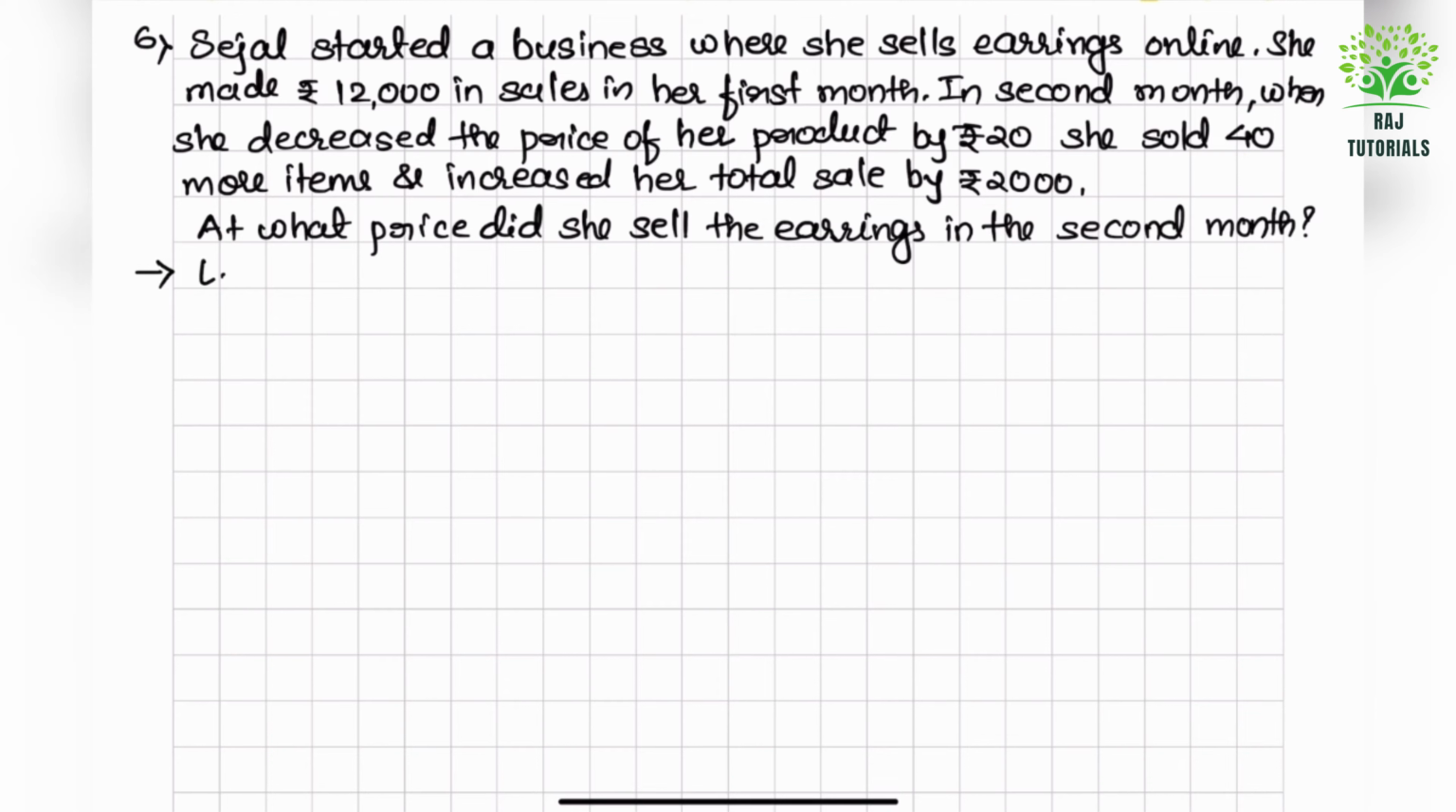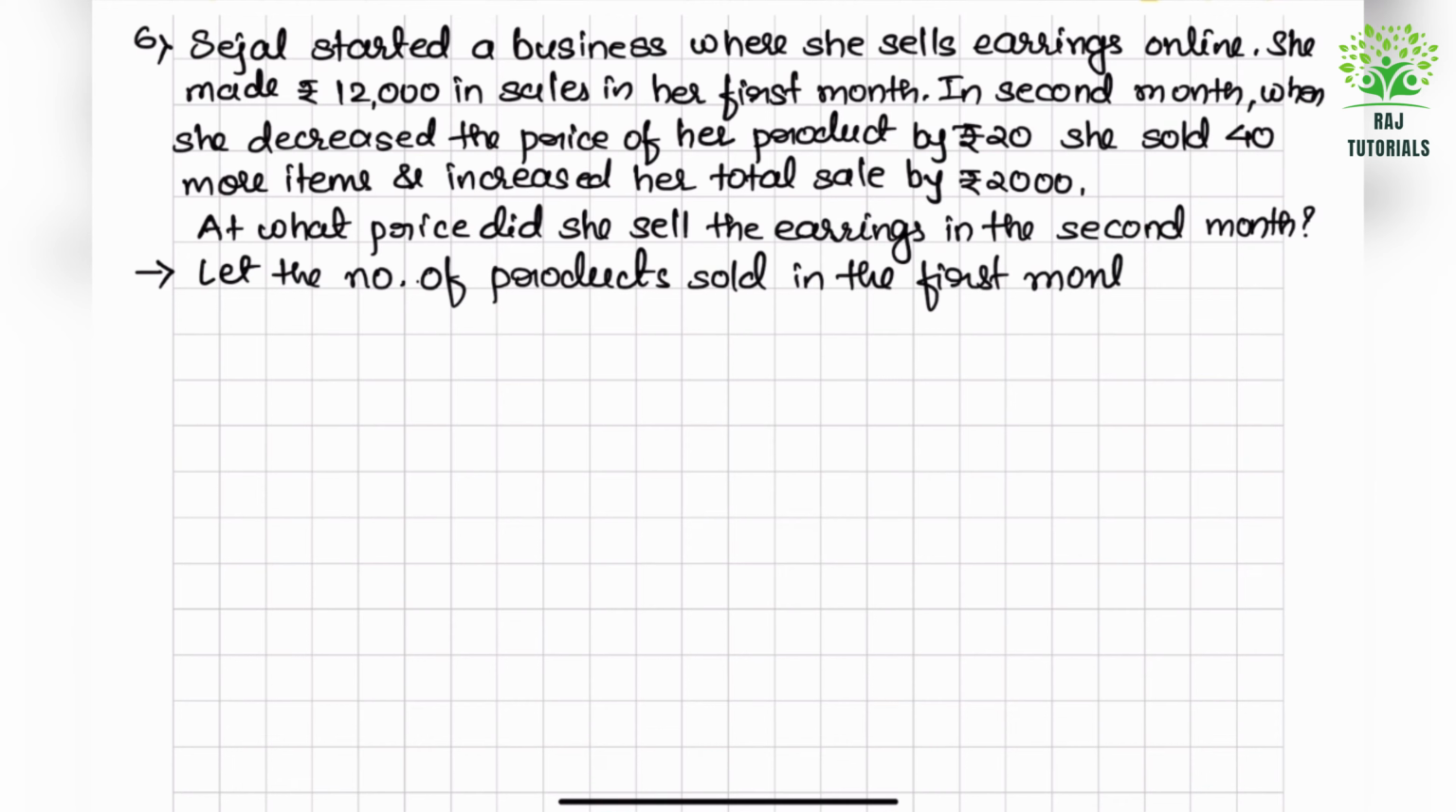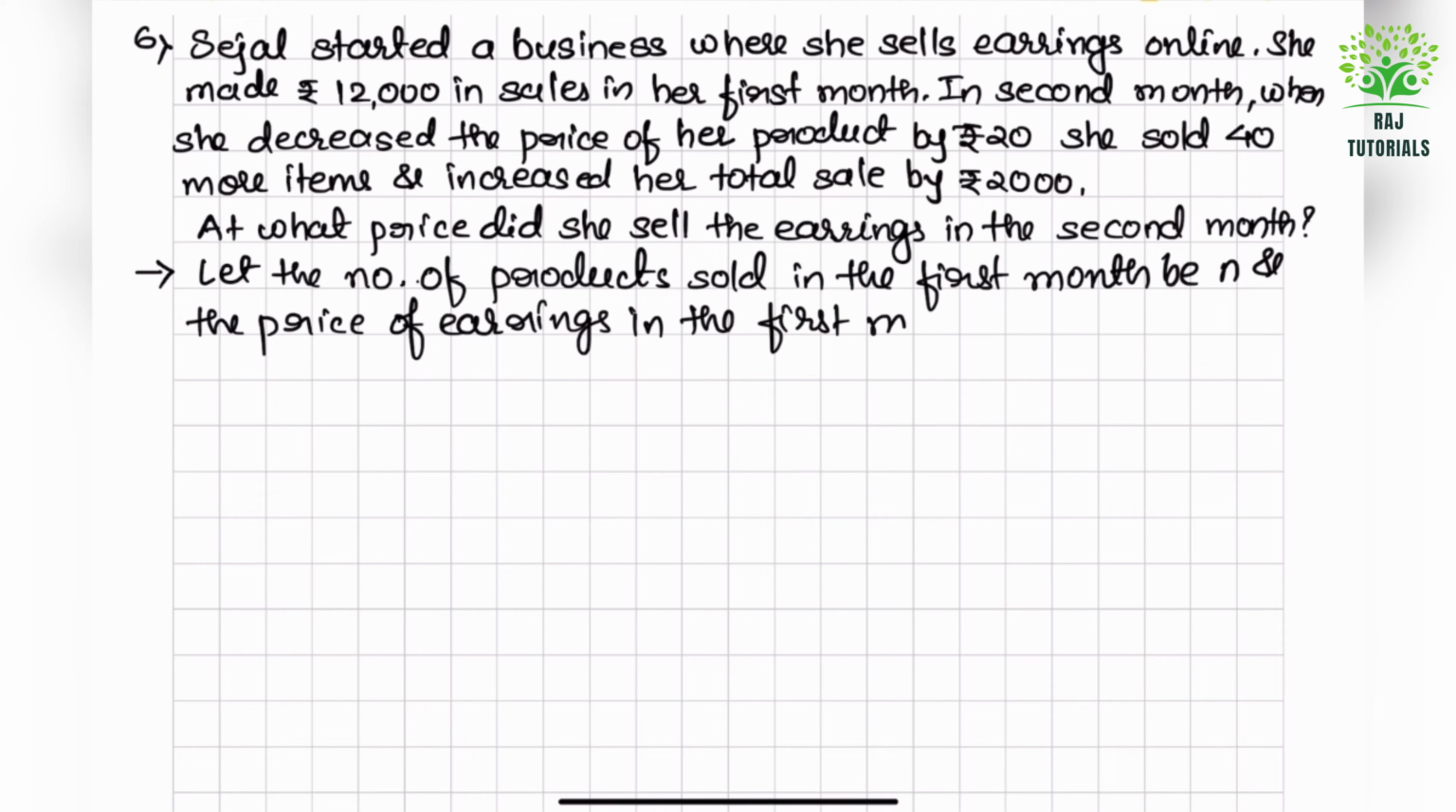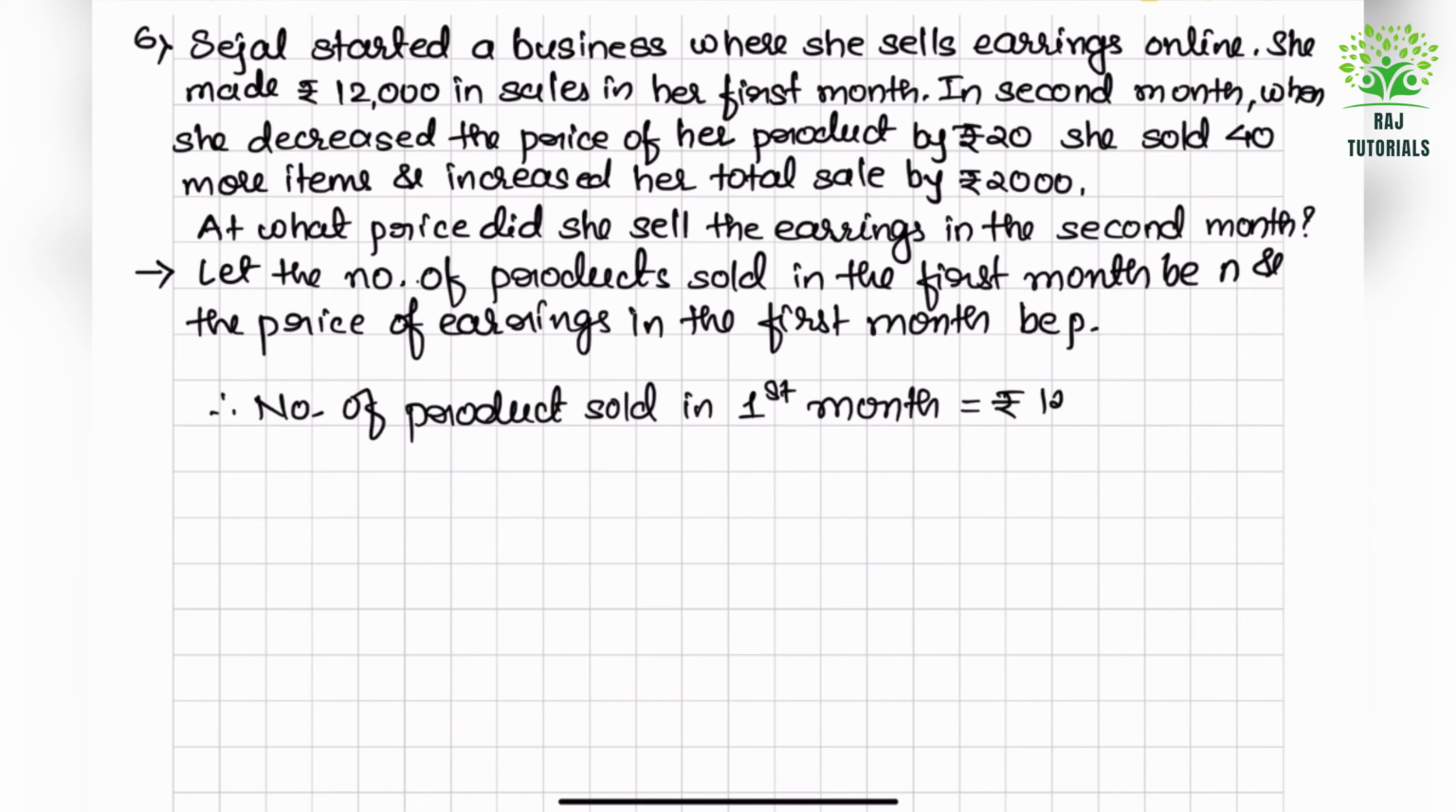So, let the number of products sold in the first month be n, and the price of earrings in the first month be P. Therefore, the number of products sold in the first month will be equal to rupees 12,000 upon rupees P.